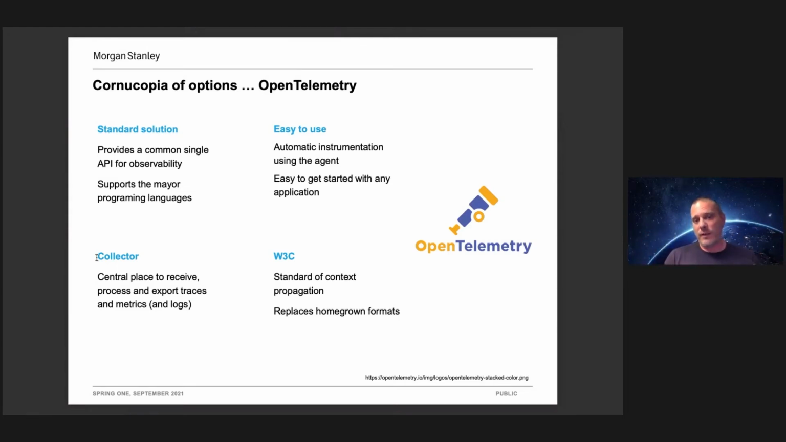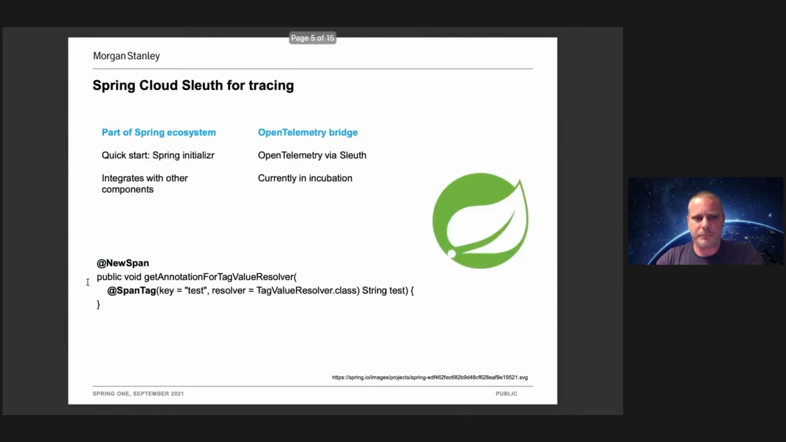To be able to do that, we need to send some kind of information, and that is when the W3C standard context propagation comes into play. And of course, it replaces the homegrown formats, because for different frameworks, for different libraries, you had these homegrown formats to send this information between services. So just to wrap up again, we're going to be focusing on tracing mainly, because that is the absolutely finished part of OpenTelemetry.